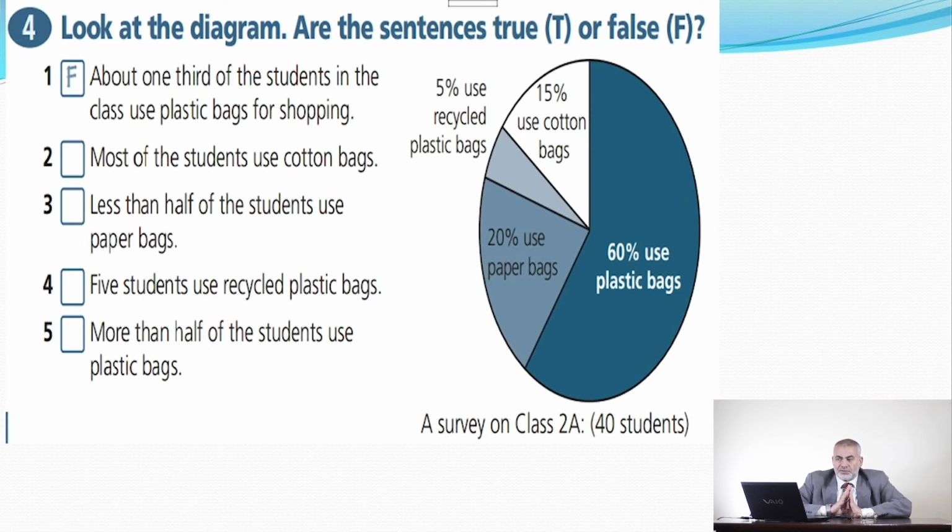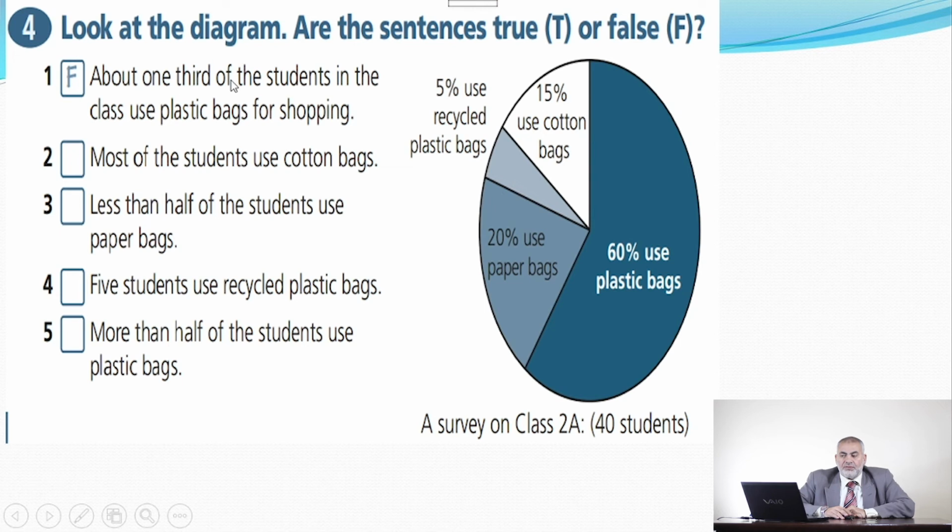Are the sentences true, T, or false? This diagram shows us some quantities for something. For example, 60% use plastic bags. 20% use paper bags. 5% only use recycled plastic bags. 15% use cotton bags. So, which is false or true?